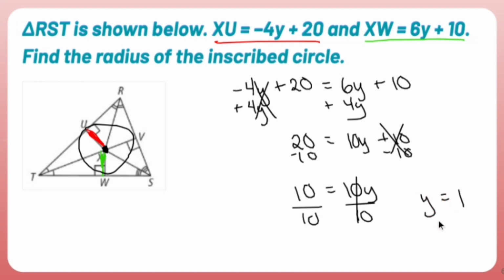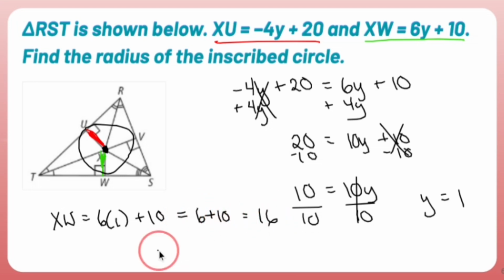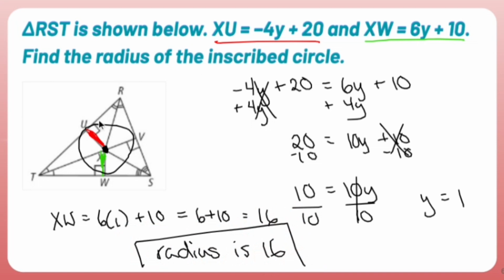I'm done, right? No. Remember, each one of these is considered a radius of the inscribed circle. So all I have to do is pick one of these and plug in 1 for y. Let's pick XW because it seems friendlier. XW equals 6 times 1 plus 10. 6 times 1 is 6, and 6 plus 10 is 16. So the radius of the inscribed circle is 16 units. That's it. Done.